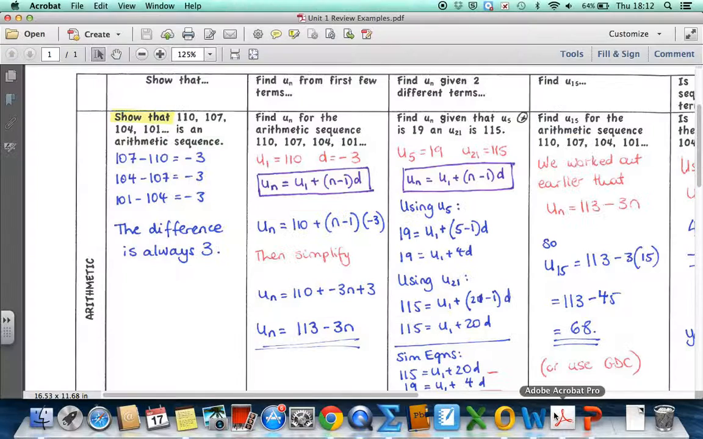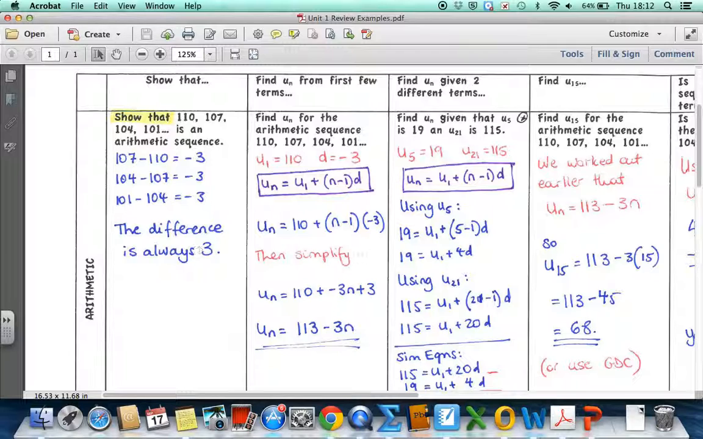Okay, so this is quite a long explanation. There's a lot of examples. If you feel you need to fast forward, please go ahead. So we've got here arithmetic sequences and all the types of questions that you can get. So first of all, the show that questions. Show that means you really have to show that in every case the difference is the same. So, oops, that should be a minus 3 there.